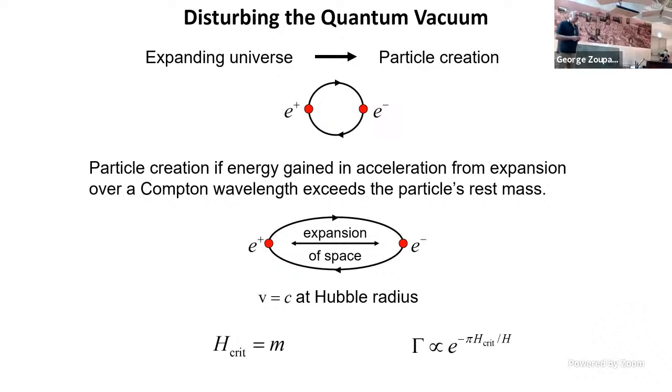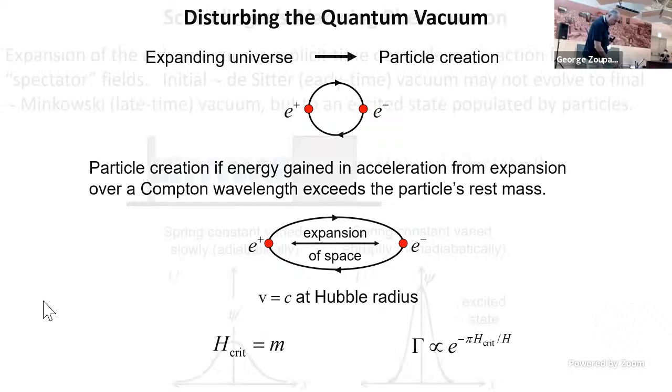So the expanding universe can lead to particle creation. Let's look at an analogy of the simple thing I showed for the Schwinger mechanism. You have in the vacuum electron and positron pairs, and the electron and positron can be caught in the expansion of space. You can have particle creation if the energy gained in acceleration from the expansion over a Compton wavelength exceeds the particle's rest mass. And again, there is a critical expansion rate, instead of a critical electric field, that's the mass of the particle, and you would expect a production rate proportional to e to the minus pi times H critical over H.